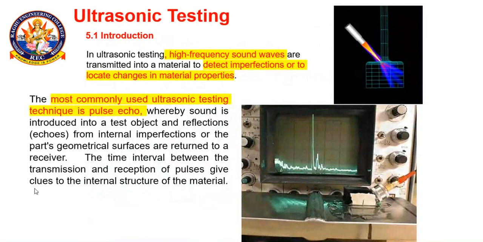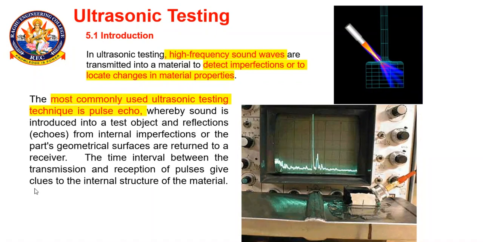Okay, next one is the ultrasonic testing. This ultrasonic testing is one of the important things. Here we are using ultrasounds, which are not audible to the human ear. Ultrasound is high frequency sound waves transmitted into a material to detect imperfections and to locate changes in the material properties. It means if there are any holes, any unwanted materials, or any obstructions, we can identify them with ultrasound inspection.